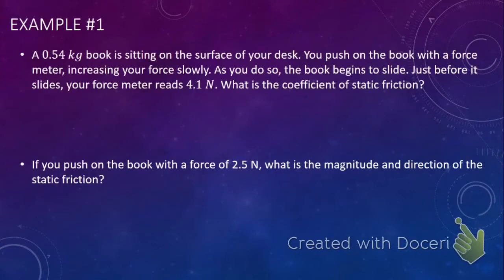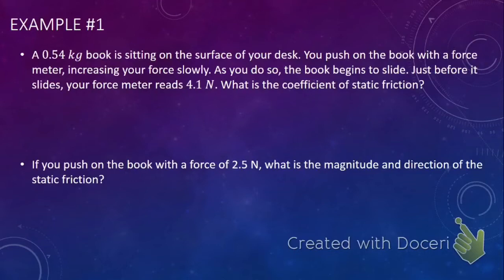So we're going to go ahead and do an example with this particular concept in our brains. We have a 0.54 kilogram book sitting on the surface of our desk. We're going to push on our book with a force meter, increasing our force slowly. As we increase this force, we see the book then begin to slide. Just before our book slides, we see our force meter reading 4.1 newtons. We're going to use this information to find the coefficient of static friction.